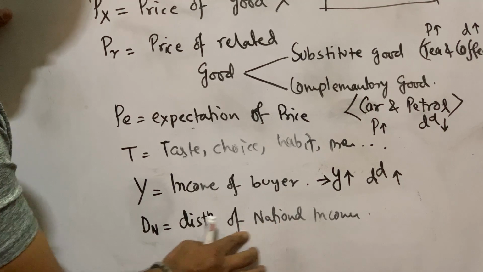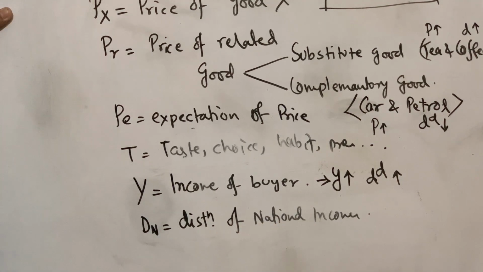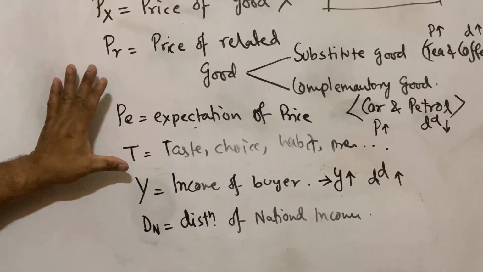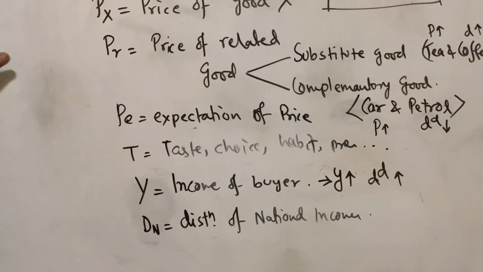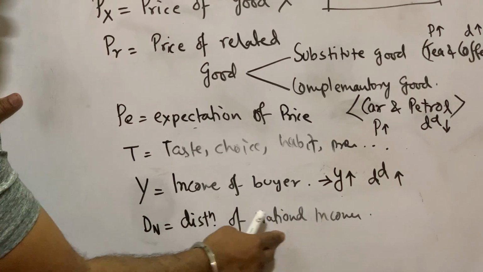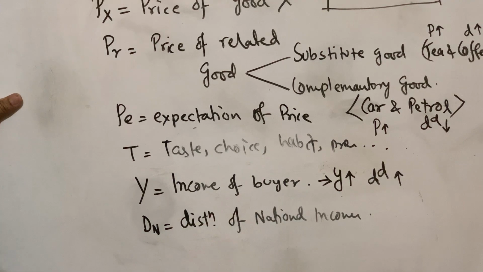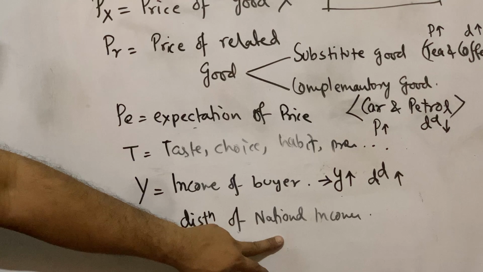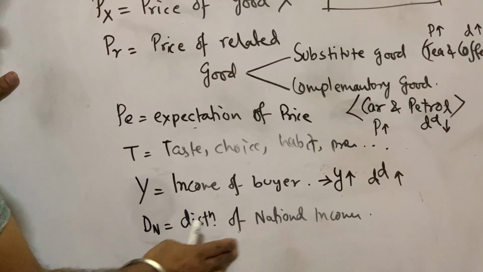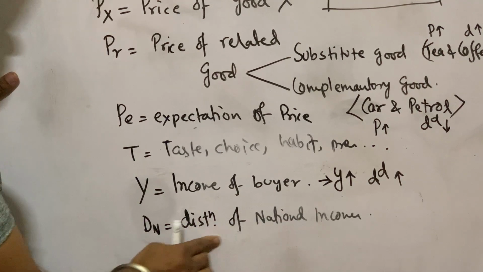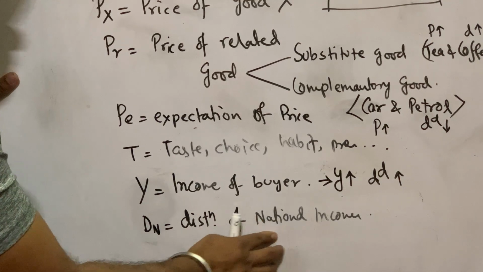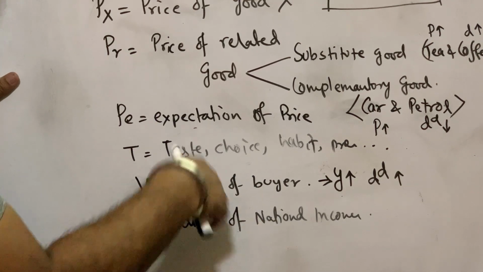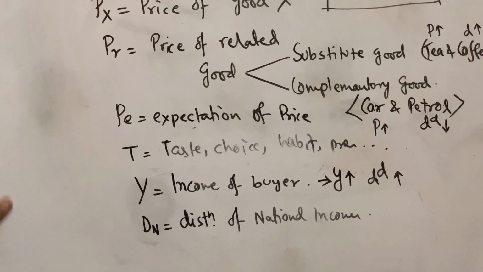But if the national income is distributed unevenly, if there is a large gap between rich and poor in the country, the demand for luxurious goods will increase, and the demand for normal and inferior goods will also increase. But the overall demand of the country will fall because most of the people are poor. So the overall demand of the country will fall in case of uneven distribution of national income.